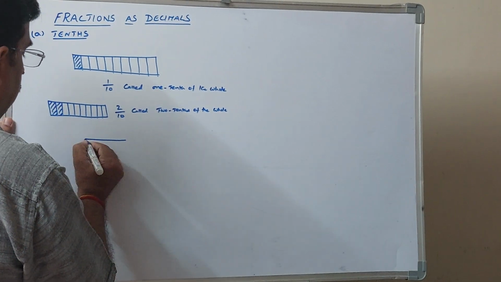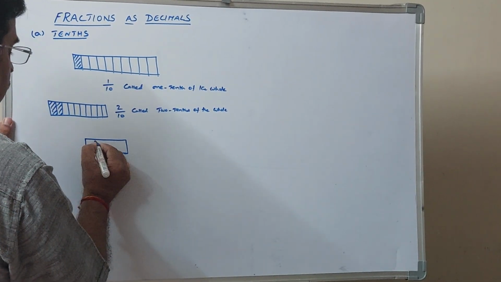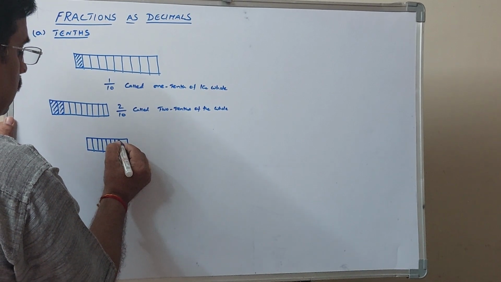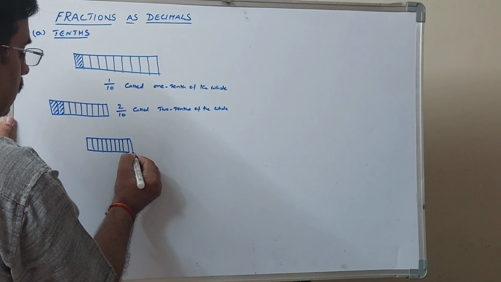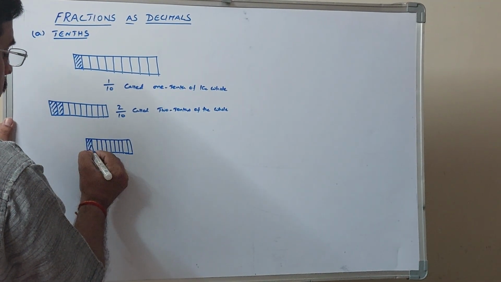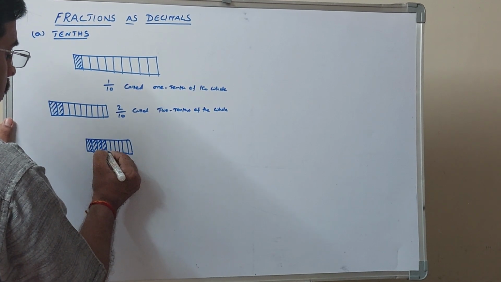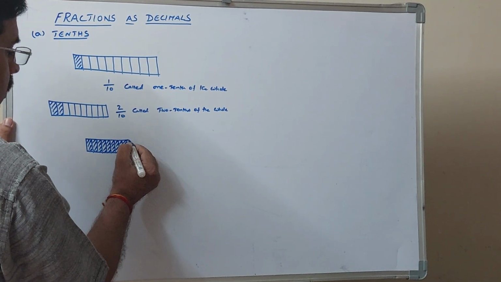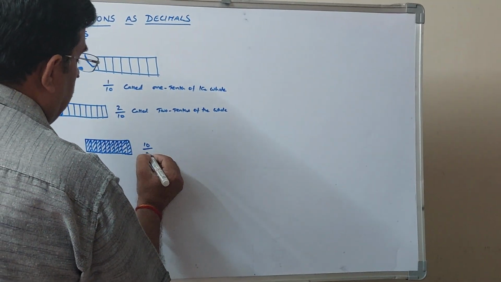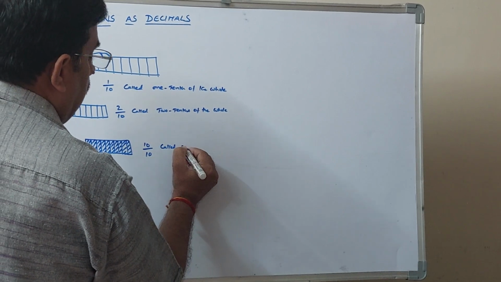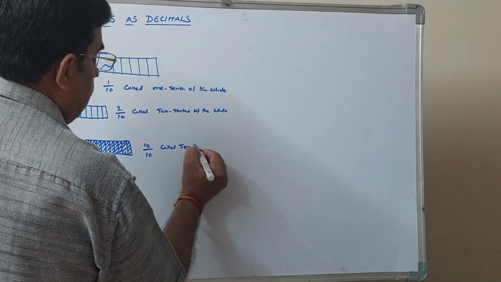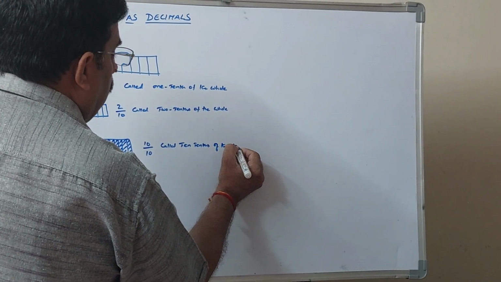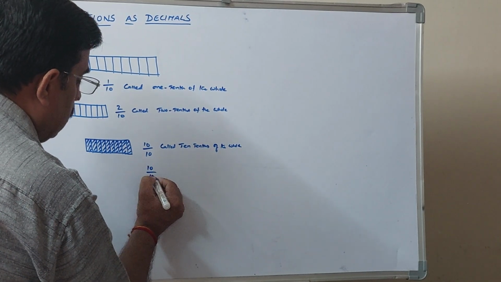If I shade 3, 4, 5, 6, 7, 8, 9, 10, if I shade all the parts, how do we write it? 10 by 10, called 10/10ths of the whole. 10/10 is a complete unit. 10 by 10 is equal to 1.